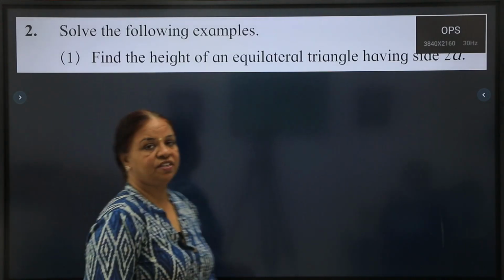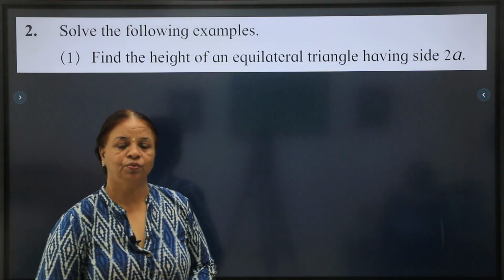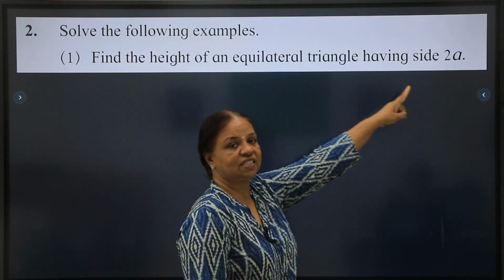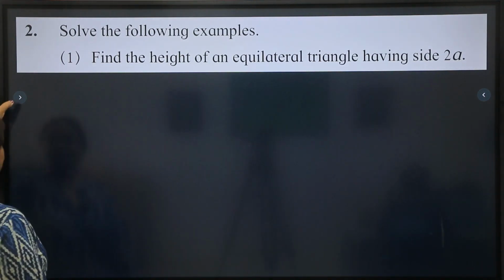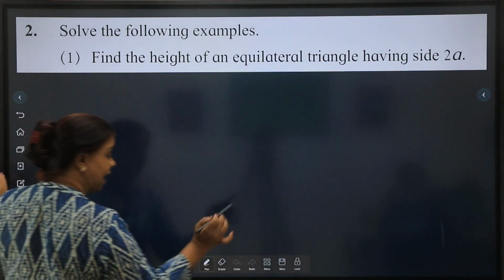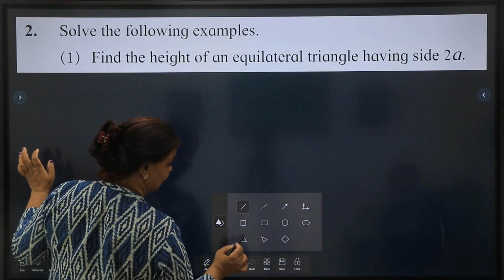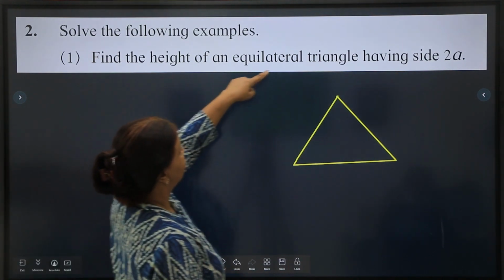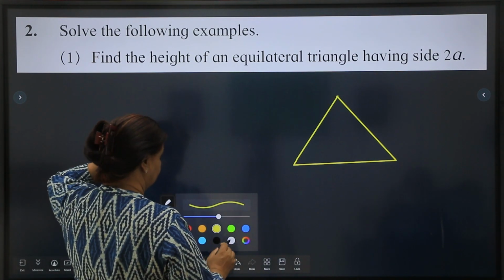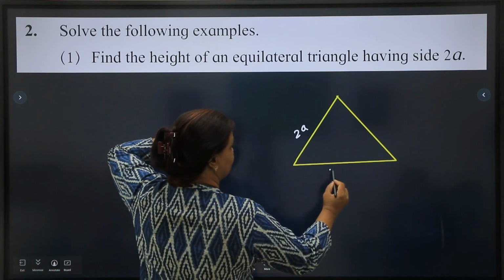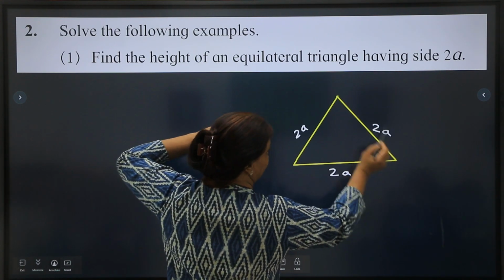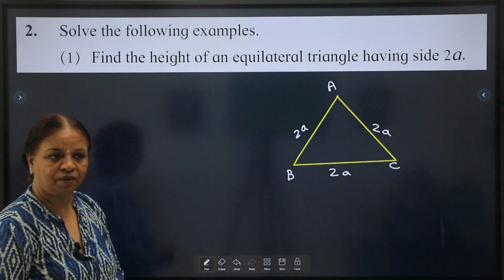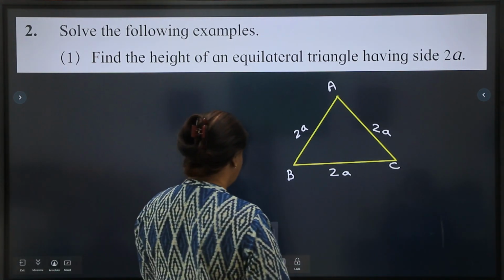Now let's move to the next question, children. The next question is example 2 from the problem set. Find the height of an equilateral triangle having side 2A. So we need to draw an equilateral triangle and find its height. This is an equilateral triangle with each side 2A. Let us label it A, B, C. Each side is 2A, and we need to find the height.